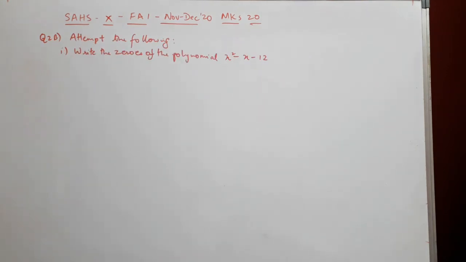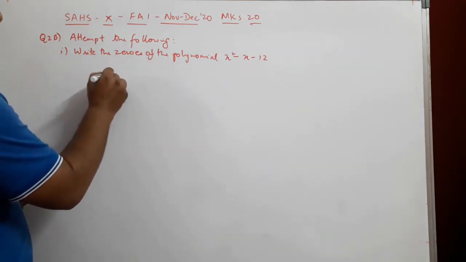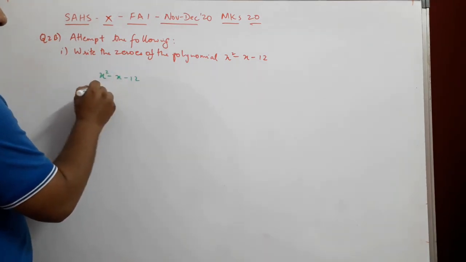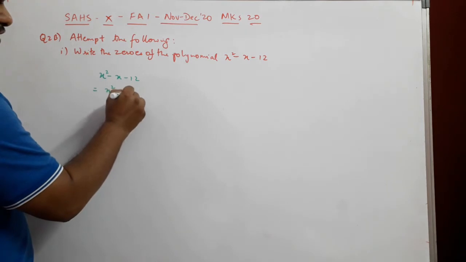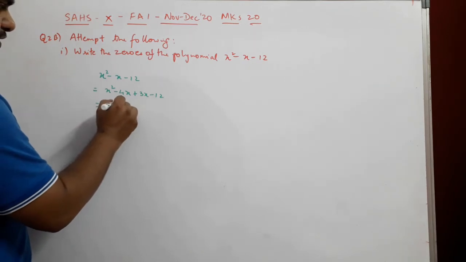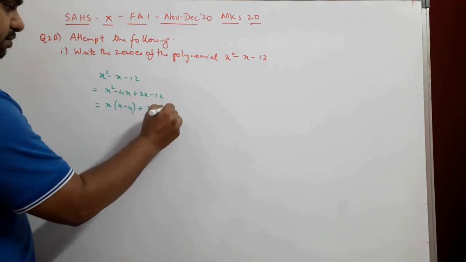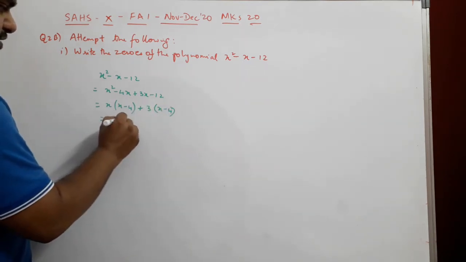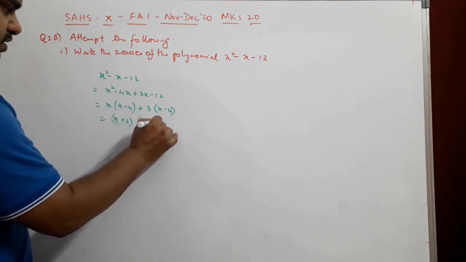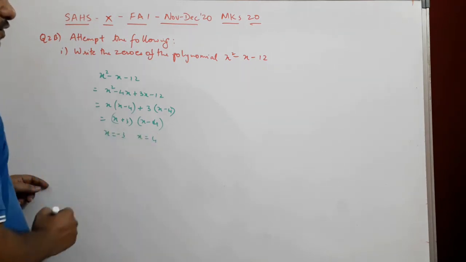Question 2b says attempt the following. It has 2 problems. We'll try to solve the first one. Write the zeros of the polynomial x square minus x minus 12. If we split the middle term, we should be able to get the zeros. X square minus x minus 12 can be split into x square minus 4x plus 3x minus 12. Take common, we'll get x into x minus 4 plus 3 into x minus 4. It will be x plus 3 into x minus 4, and the zeros are then x equal to minus 3 or x equal to 4.